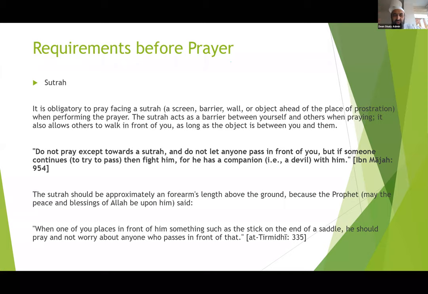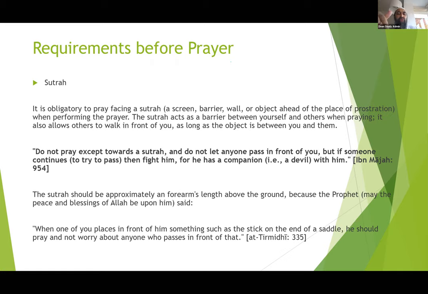So for example, the sutra could be a large bag or something like that. They shouldn't walk between you and that bag. They should walk beyond that bag. So imagine as you're praying and in front of you, let's just say it's the largest bag. The person who's walking in front of you shouldn't walk between you and the sutra. They should walk beyond the sutra. So I hope you understand that.